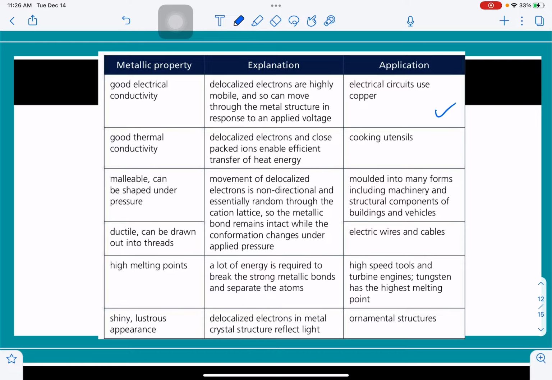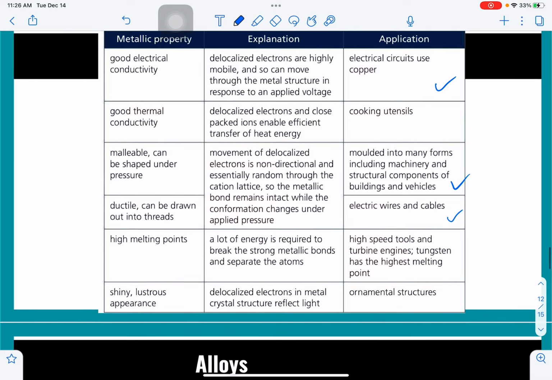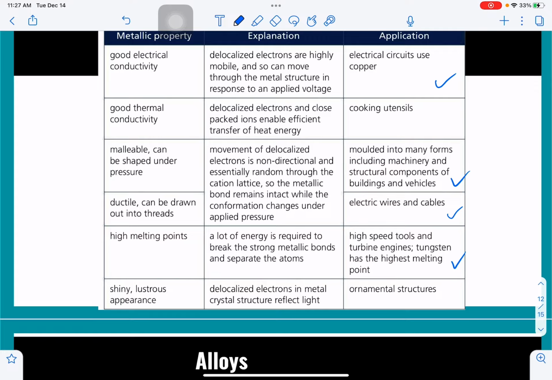Conductivity is very important. Thermal conductivity, not so important in chemistry. I've never seen a question in an IB test about this, but if the question is asking what are some of the properties of metals, definitely use good thermal conductivity. Okay, we've seen that they are malleable and they can be drawn into wires. They have high melting points because they're a giant structure.